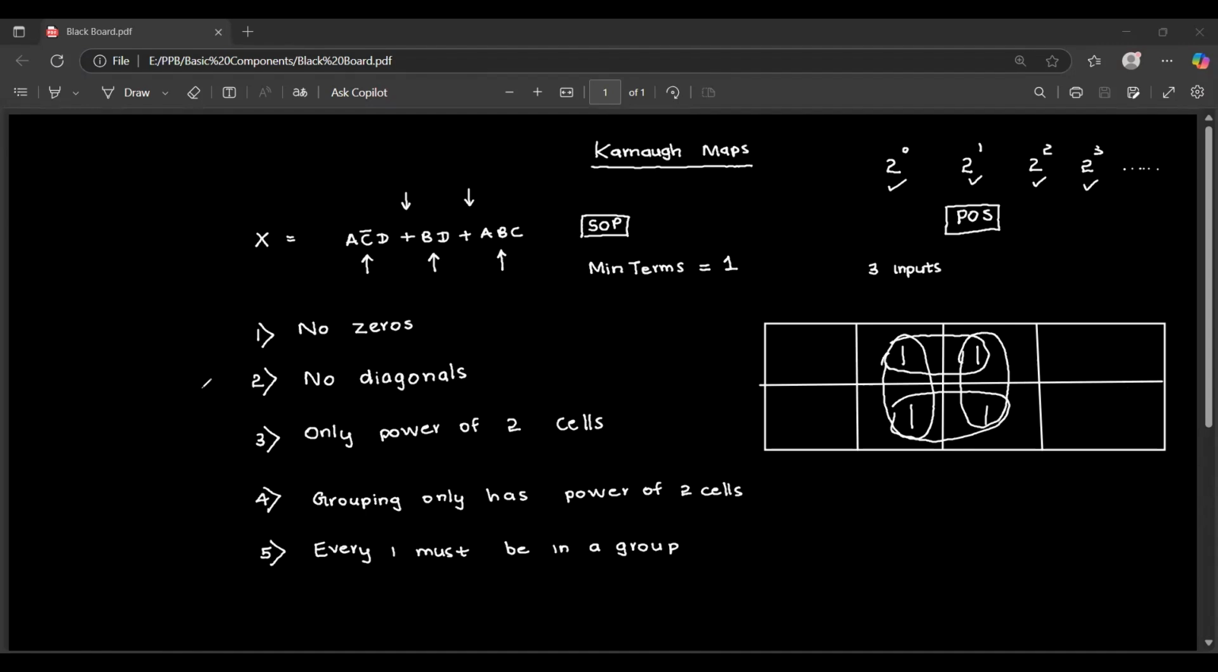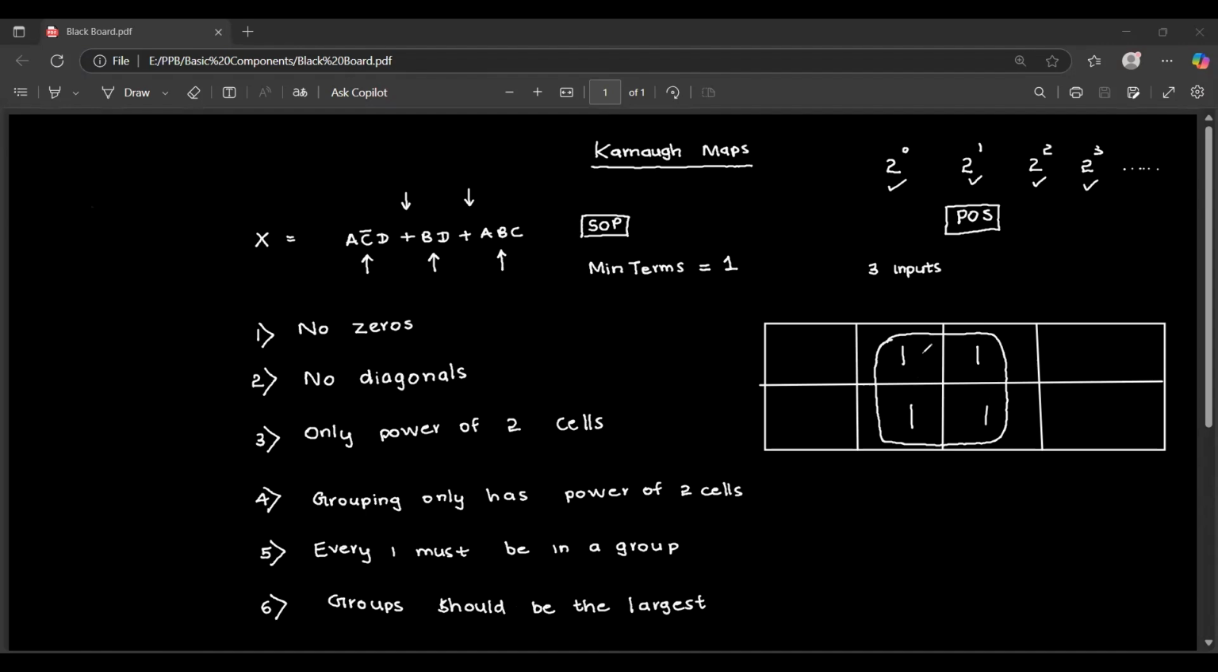There is a sixth rule that changes a little bit of the dynamics. The group should be the largest group. What do I mean by this? Well, since we have 4 here, we can connect all these 4 without any issue.